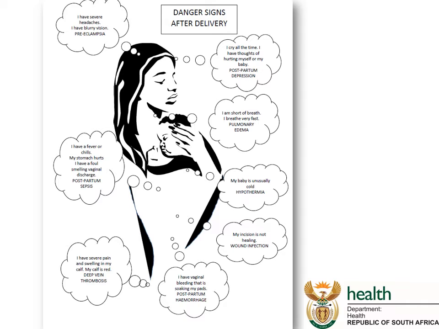Similarly, on the back page, there's danger signs after delivery, and this includes postpartum depression, pulmonary edema, hypothermia, so there's lots of things that can be added. The patient can read during pregnancy for after delivery. In the latest version of the booklet, this page can be detached after delivery, and the patient can take it home, so she also has this information with her.